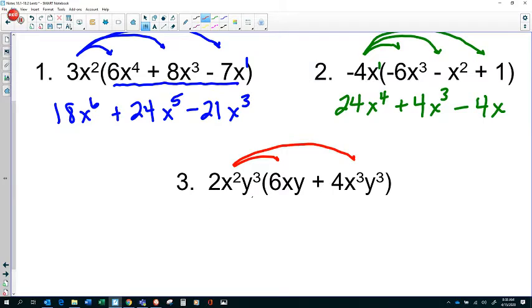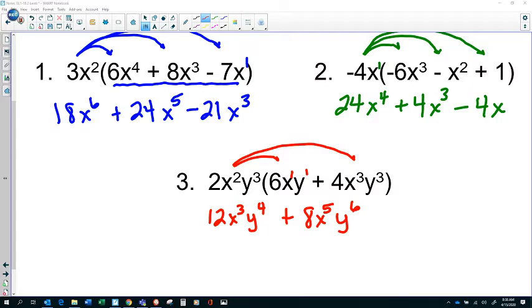So again, 2 times 6 is going to be 12. X squared and x to the 1st is going to be x cubed. And y cubed times y to the 1st is going to be y to the 4th. There's our first one. Now we've got 2 times a positive 4 is going to give us a positive 8. X squared and x cubed is going to be x to the 5th power. Y cubed times y cubed is going to be y to the 6th power.